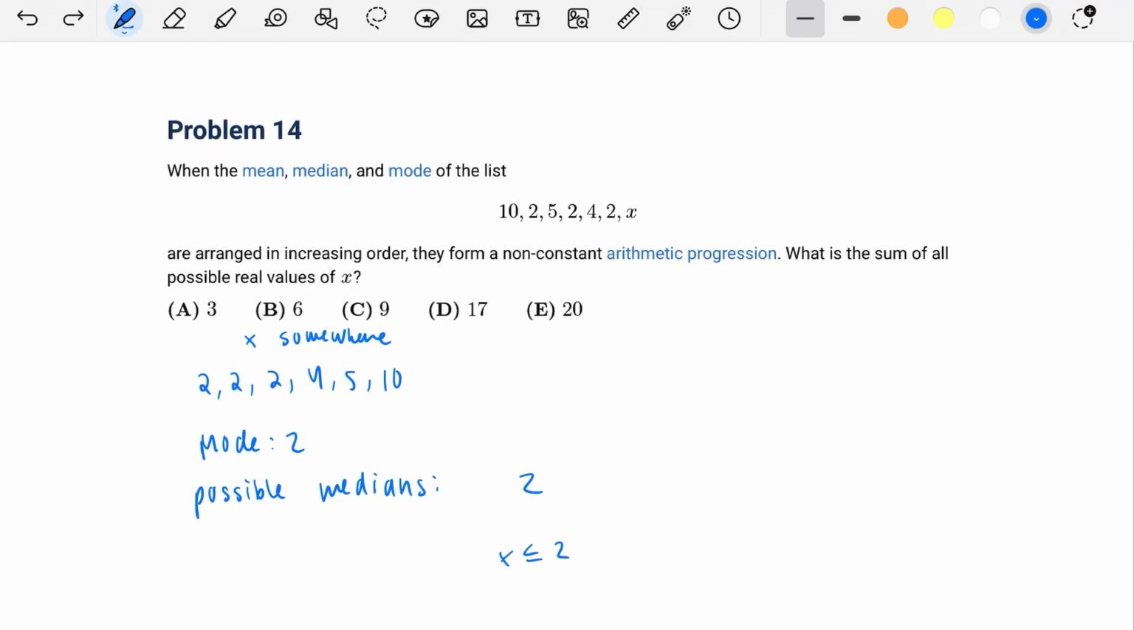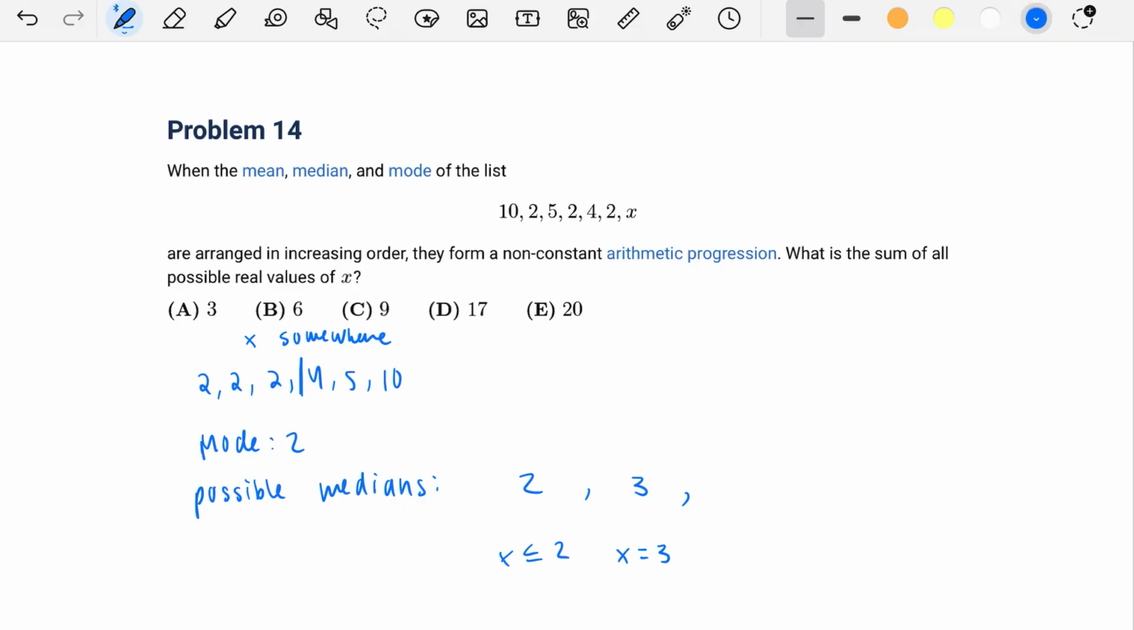Next, if x, remember x is an integer, so the next smallest value of x is going to be x equals 3. If x is 3, it would be right here. So the median would actually be 3.